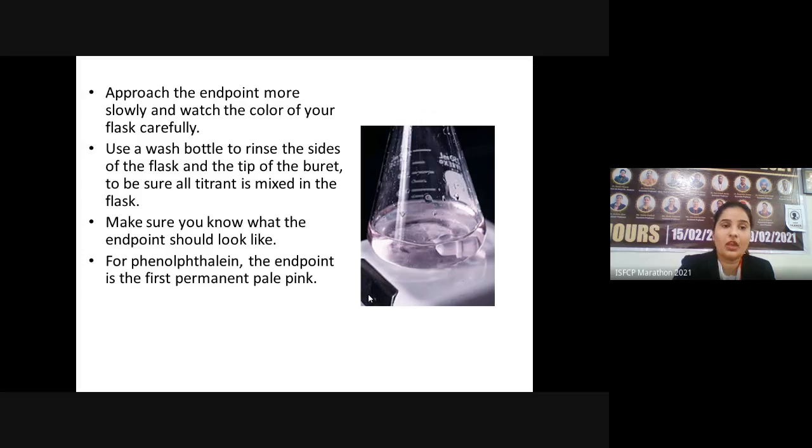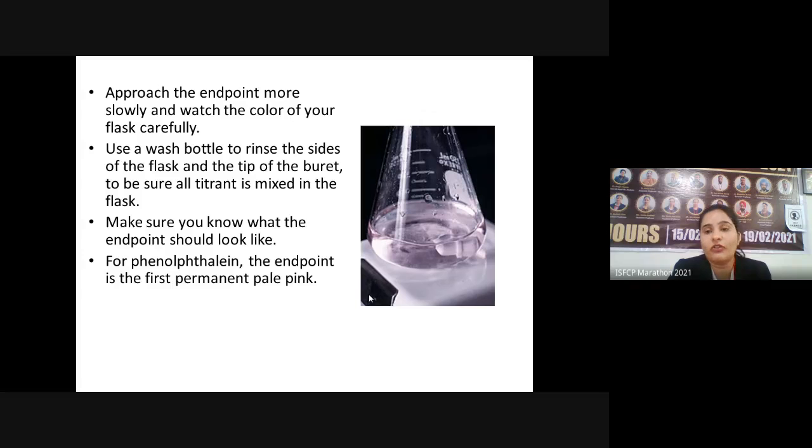Always use a wash bottle to rinse the sides of the flask, because there are chances of the solution sticking on the walls of the flask. Also rinse the tip of the burette, to be sure all the titrant is mixed in the flask. The tip of the burette should be inside the flask so that no liquid sticks on the wall of the flask.